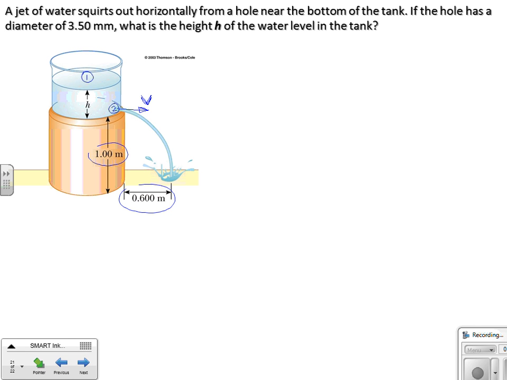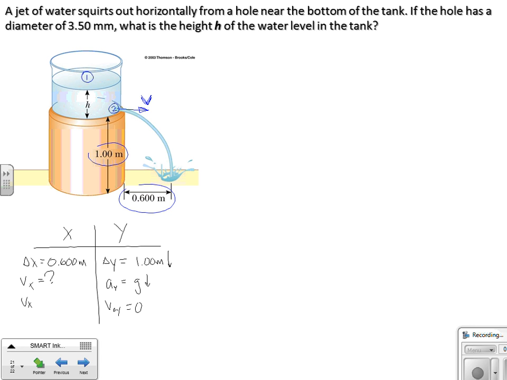We go X and Y stuff. Delta Y is 1 meter downward. AY is G downward. V naught Y is 0. Delta X is 0.6 meters. We want to know what Vx is. Well, Vx is delta X over T. The only way to find T is to go over here.